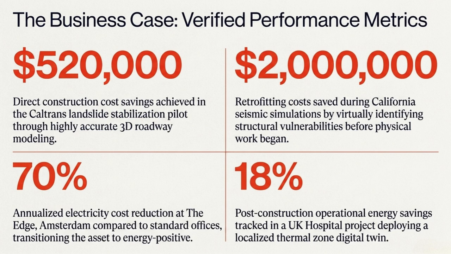Here is where the numbers make the case. The slide highlights major savings: hundreds of thousands in direct construction cost savings, millions in avoided retrofitting costs, major electricity reductions, and post-construction energy savings. These metrics matter because digital twins must prove value, not just sound futuristic. When accurate models identify vulnerabilities, optimize operations, or reduce energy use, the business case becomes clear. Better data can directly reduce cost, risk, and waste.